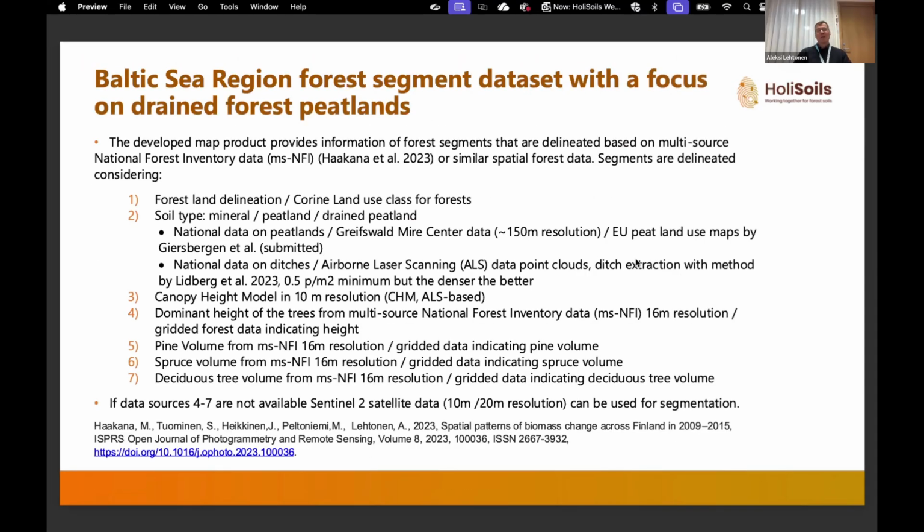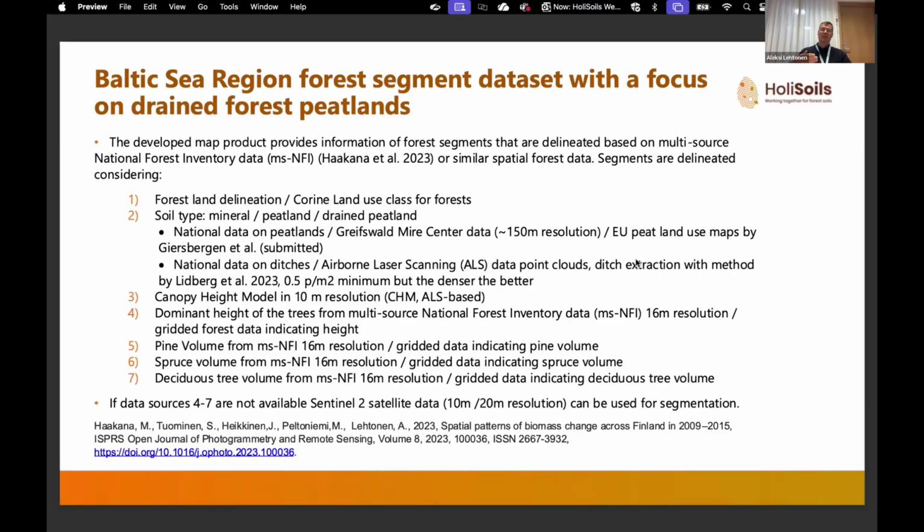So this is a long list of Earth observations and other data, but the idea has been to put things together, like forest classification, map products for the soil types, canopy height models, multi-source national forest inventory data for tree height and also for pine volume or the volumes by tree species.